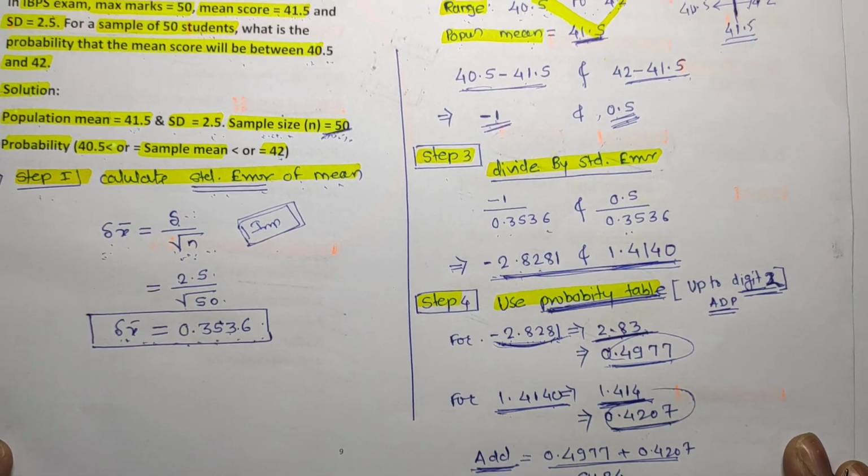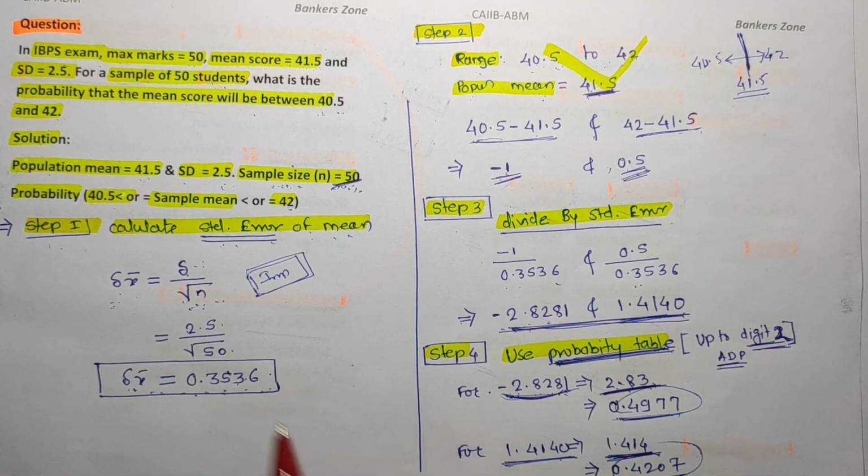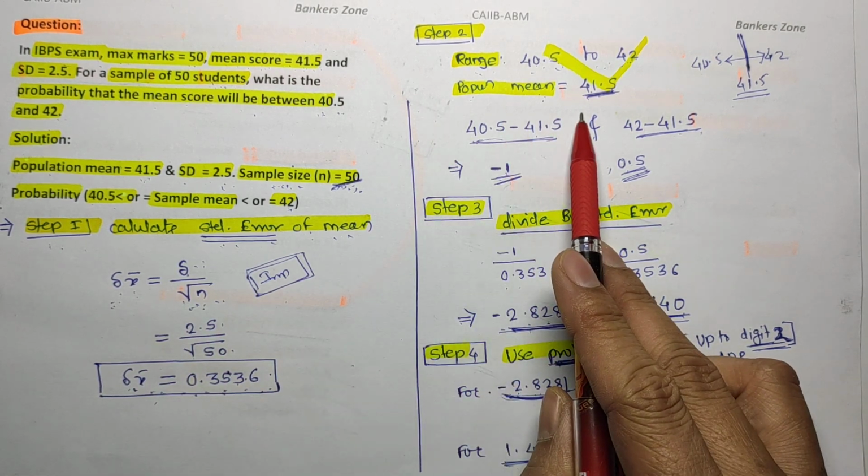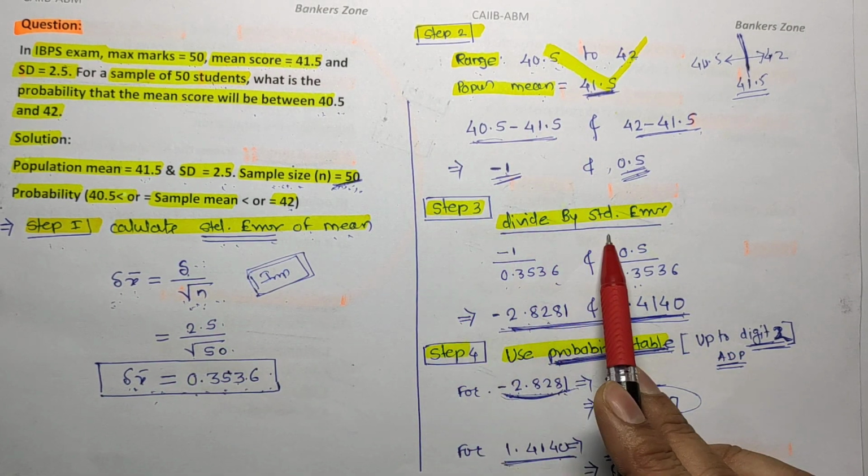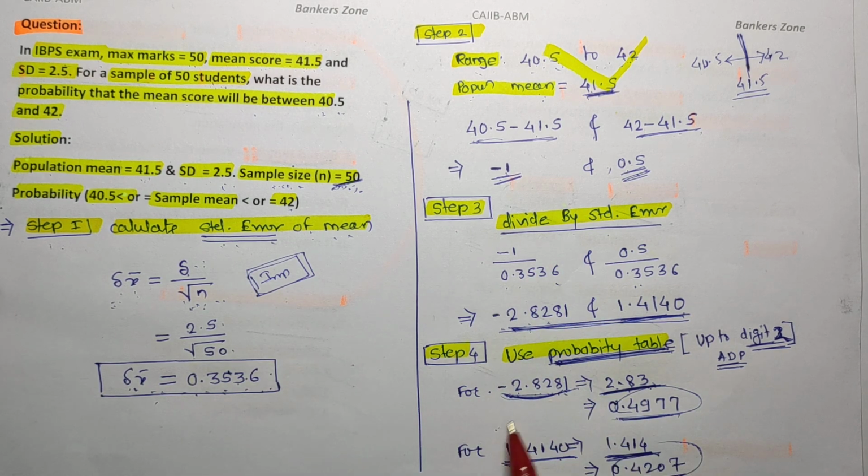Okay, this is very simple, but you have to remember the steps. Step 1, standard error. Step 2, subtract the population mean from the range. Step 3, divide by the standard error. And step 4, just look into the probability table.